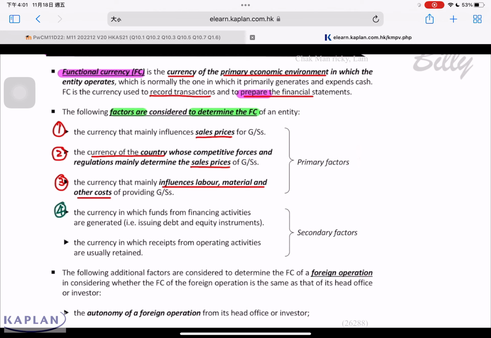Number 4, the currency in which funds from financing activity are usually generated. Each time you issue shares, you issue in Hong Kong dollar; you issue a loan, you issue in Hong Kong dollar. Why do you issue shares and loans in Hong Kong dollar? Because you need the Hong Kong dollar for day-to-day activity, functionally. This is an indication that your functional currency could be Hong Kong dollar.